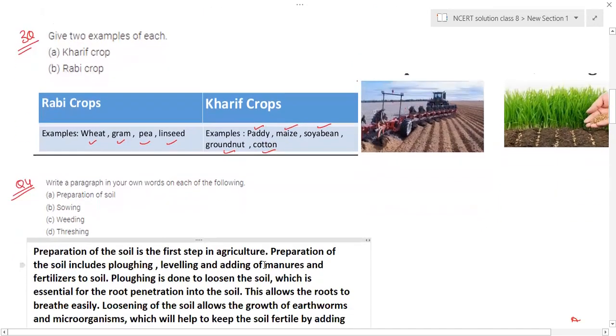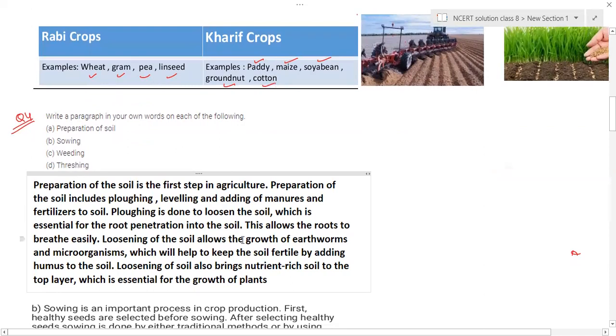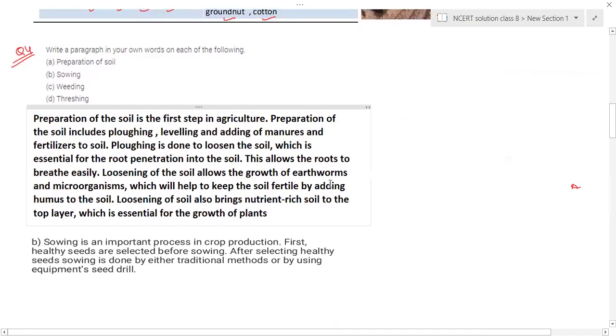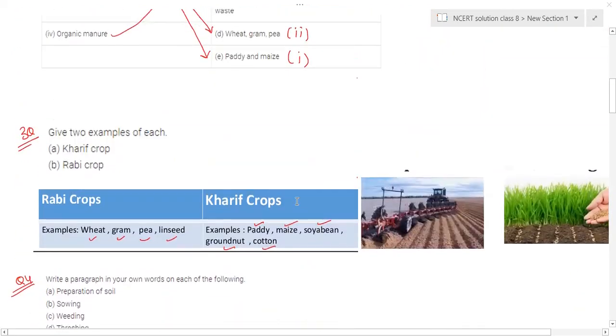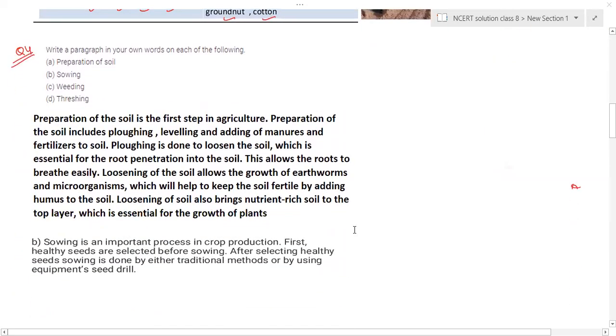Right, children? Now, the fourth question is a little lengthy question, which is asking you to write a paragraph in your own words. According to the number of marks that the question is for, please elaborate on the topic that has been provided. The first one is asking you to write about preparation of soil.